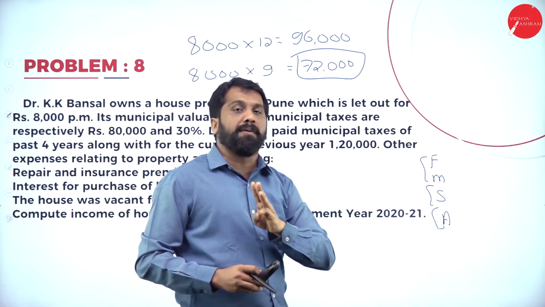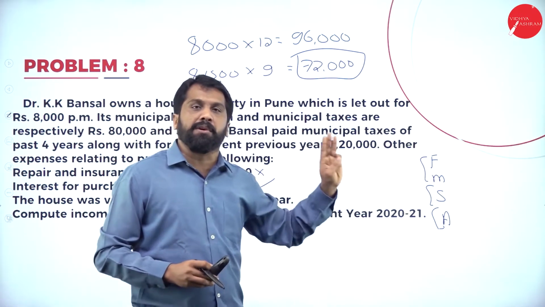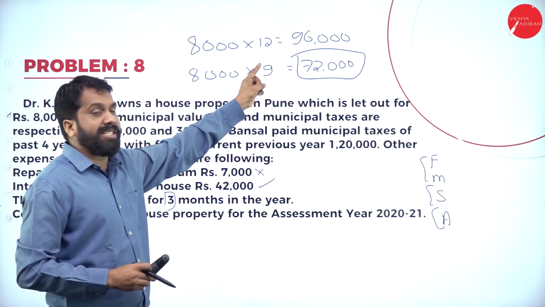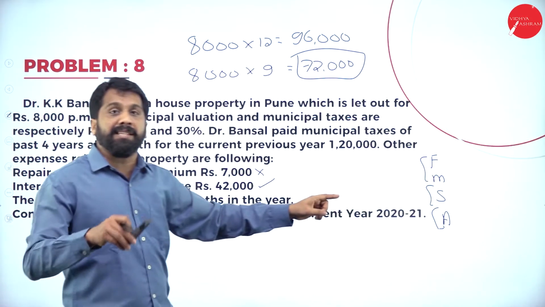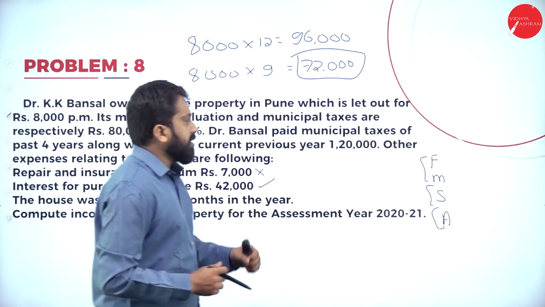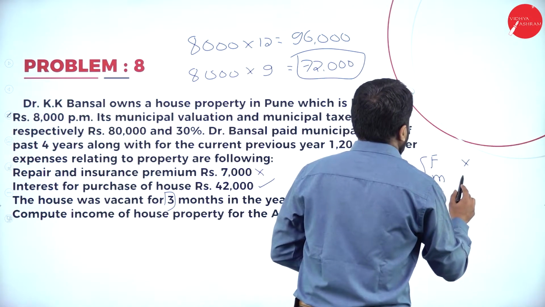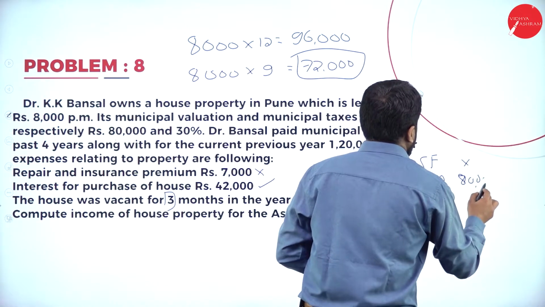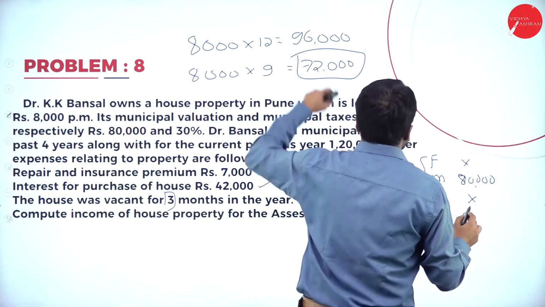The tenant left permanently. Then for 3 months, Bansal did not get his rent. Now, the actual received is 72, receivable is 96. Receivable will come in the calculation. Received will come in the actual amount. Now, what is the fair value? Not given. What is the municipal valuation? It is around 80,000. What is the standard? Not given. What is the actual? Actual is 96,000.